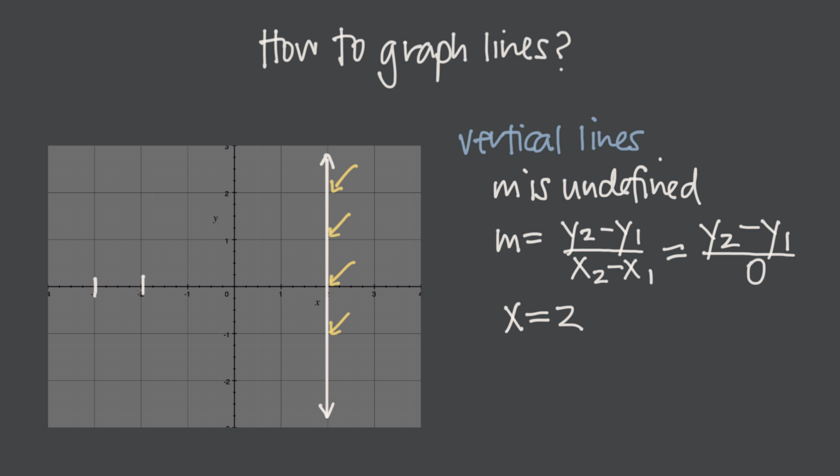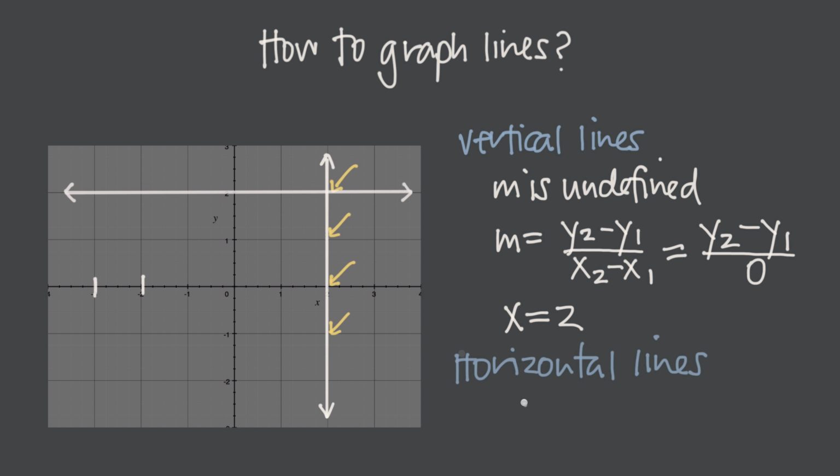So what then about horizontal lines? Well, for vertical lines, we said m is undefined. For horizontal lines, m is always equal to 0. Going back to our slope equation for m, that's because everywhere along this perfectly horizontal line, we always have the same value for y.